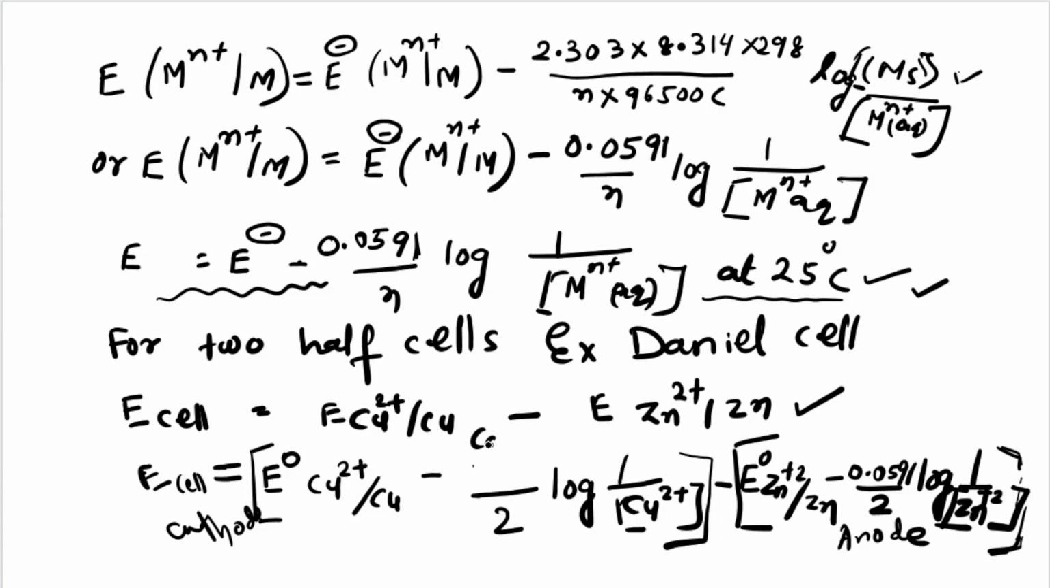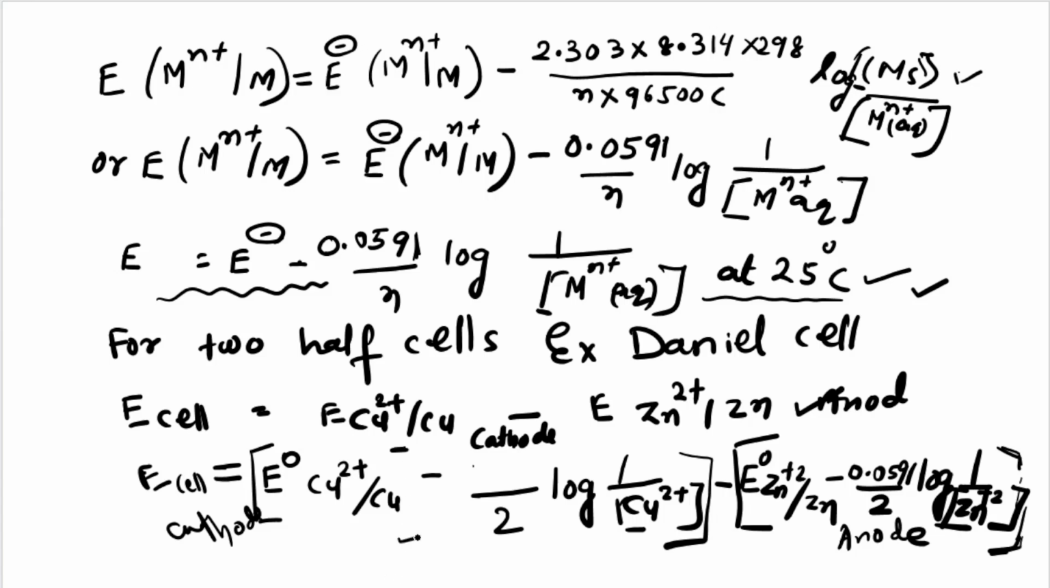This is the cathode here, and that is the anode here. Then here you put E cell equal to E0 minus 0.0591 by n log 1 by M^(n+), the molar concentration. So you put the value for cathode and anode, and E cell is cathode minus anode. So you put the values here.